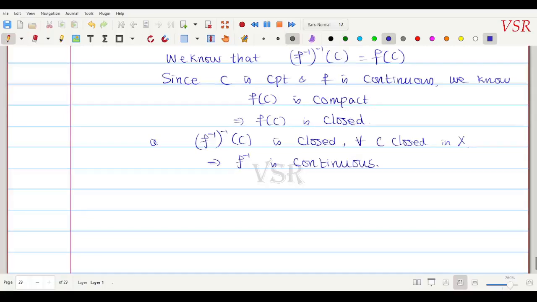Okay, that's the theorem. For the inverse function to be continuous, it is enough that the function is continuous and my domain is compact: if the function is one-one, then automatically the inverse function will also become a continuous function. That is, X is homeomorphic with f of X.